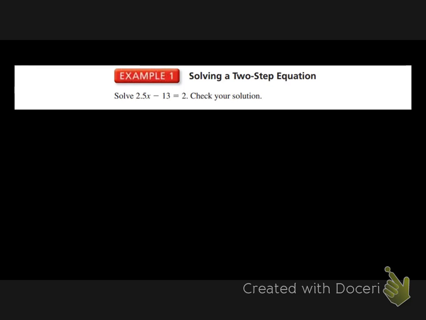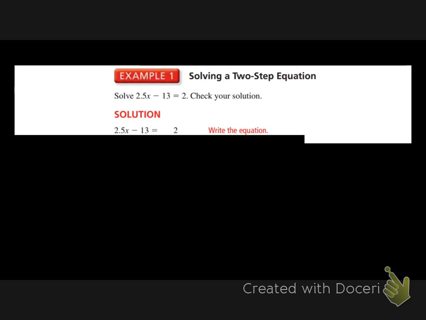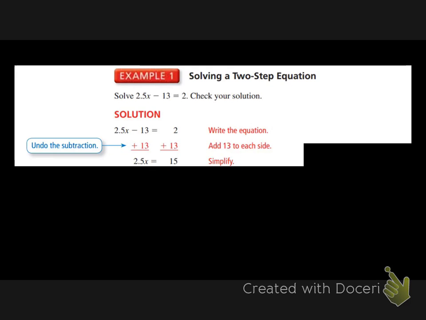So in this example here, we're solving a two-step equation, and it's asking us to check our solution. The first thing that we're going to do here is write down that equation, and then we're going to add 13 to each side. See, by doing reverse PEMDAS, we look at subtract, add, divide, multiply, exponents, and parentheses. We do it in reverse order.